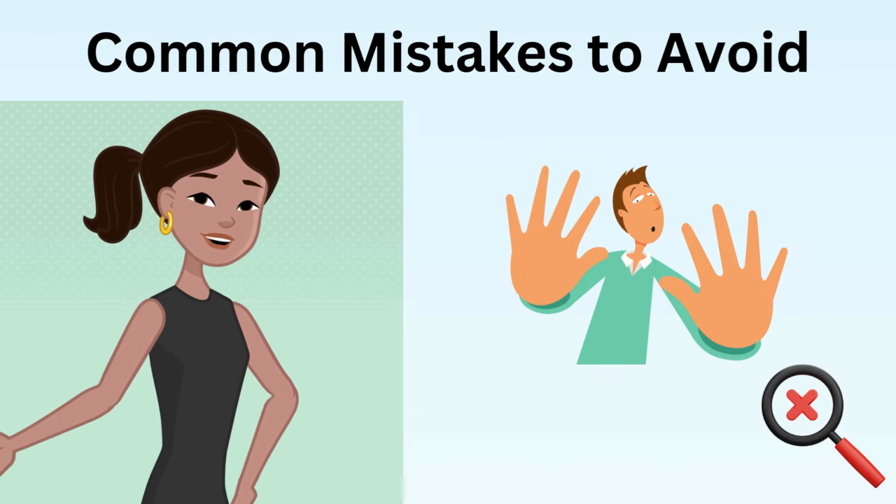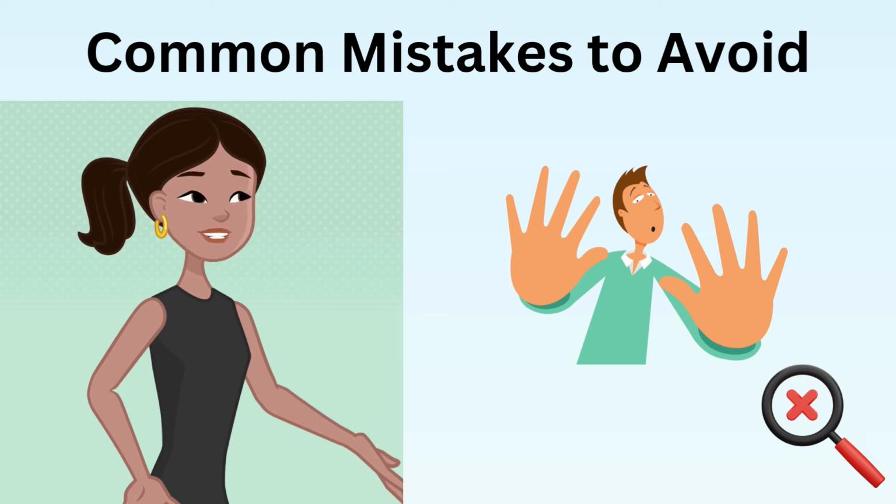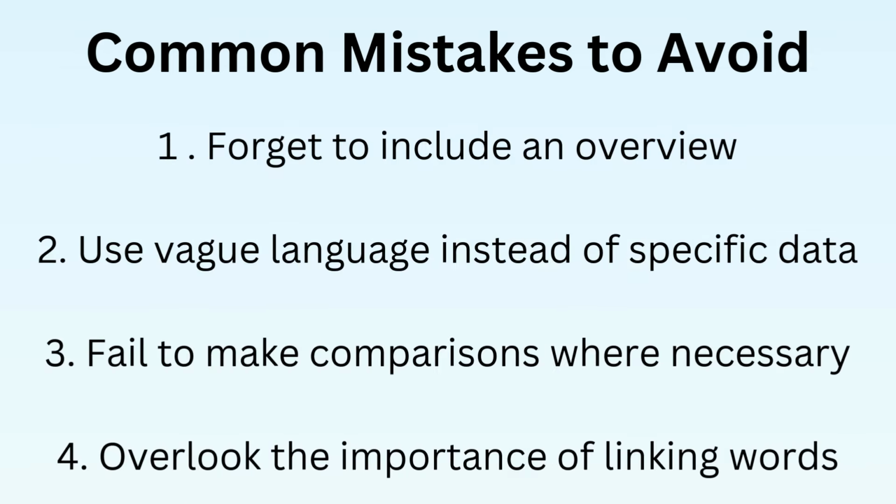Common mistakes to avoid. Now that we have a structure, let's talk about common mistakes. Many candidates often 1. Forget to include an overview. 2. Use vague language instead of specific data. 3. Fail to make comparisons where necessary. 4. Overlook the importance of linking words.